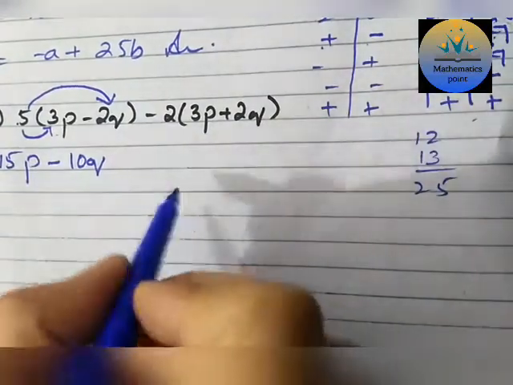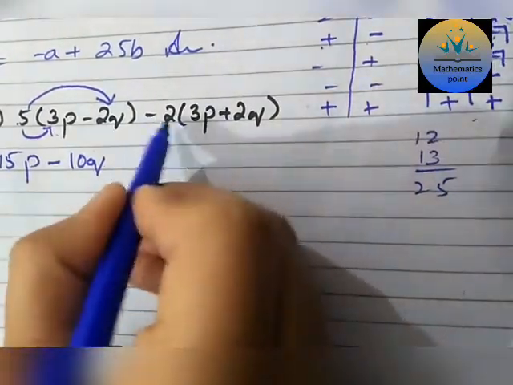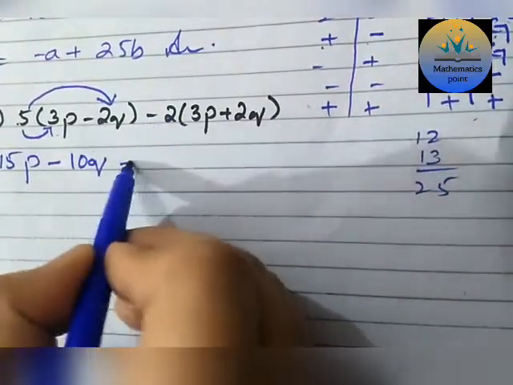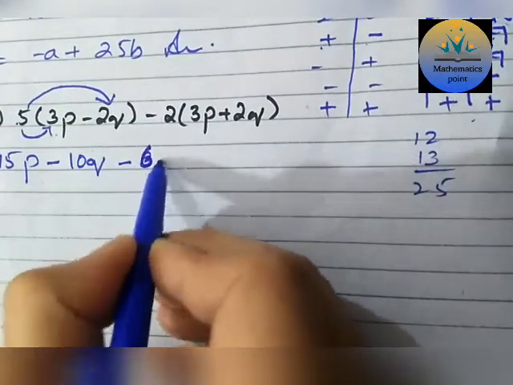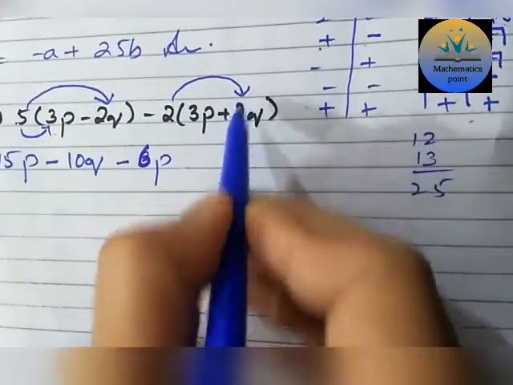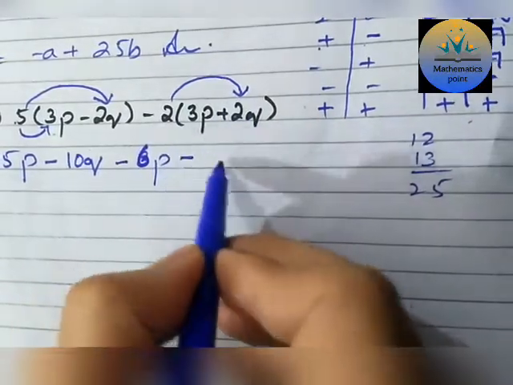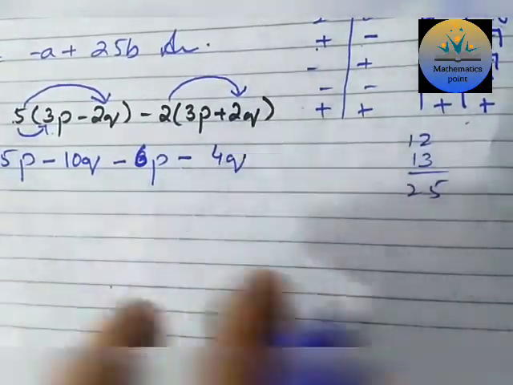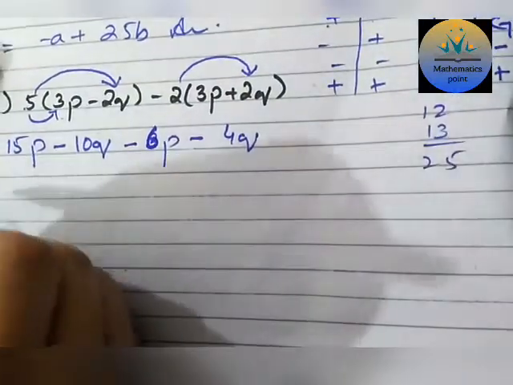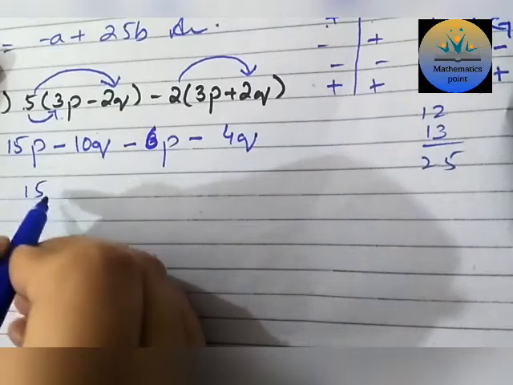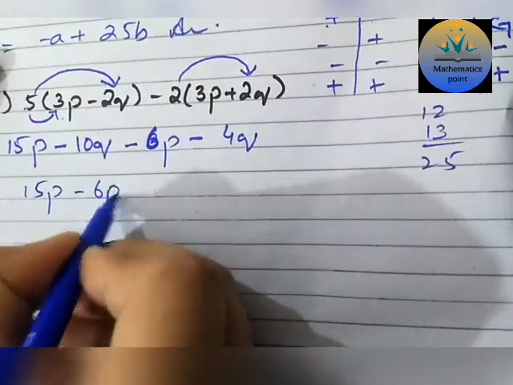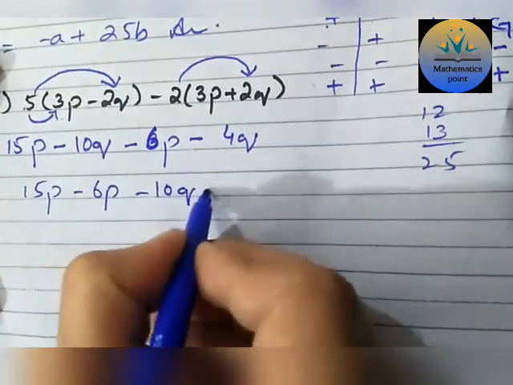Then we solve the second expression. First we multiply the signs, plus minus minus, 3 2s are 6p, and then this term with the second term, plus minus minus, 2 2s are 4 and cube. So now you just have to arrange terms with the same variable, 15p minus 6p, then 10 cube minus 4 cube.